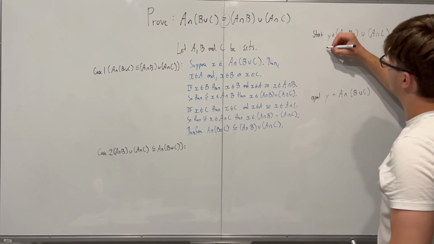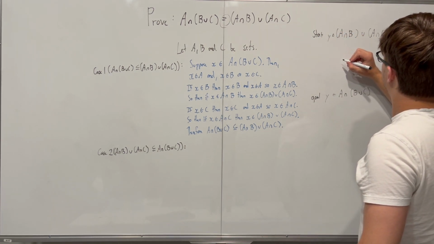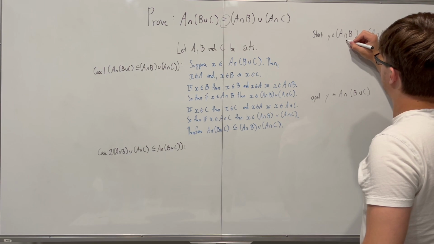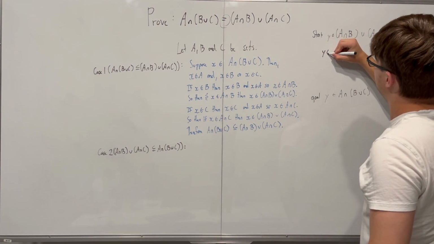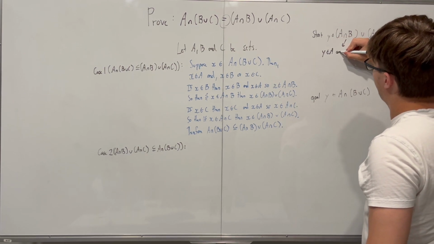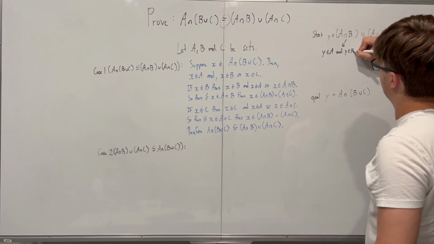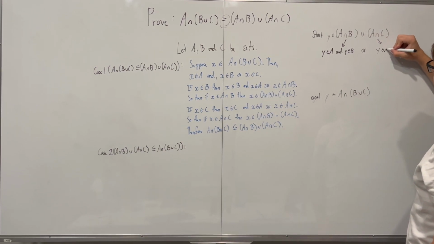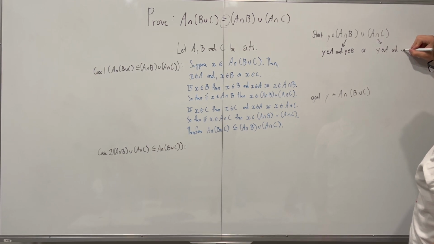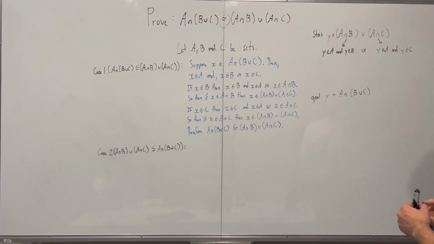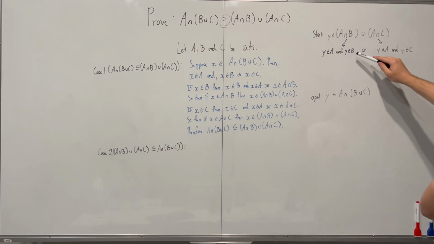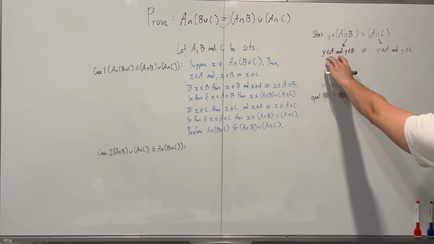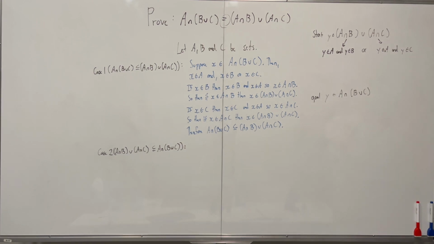So it means that Y is an element of A and Y is an element of B, or it means that Y is an element of A and Y is an element of C. Fantastic. Okay, so now we have to figure out how to get from here to here. How can we show that if Y is going to be in all these sets in this way, that it will also be in this set?